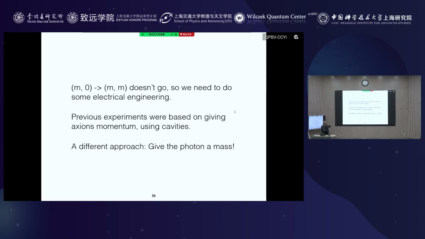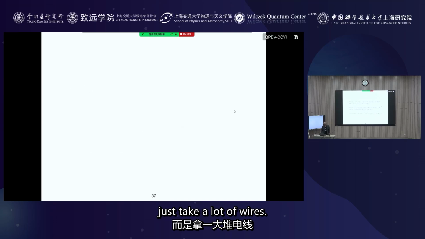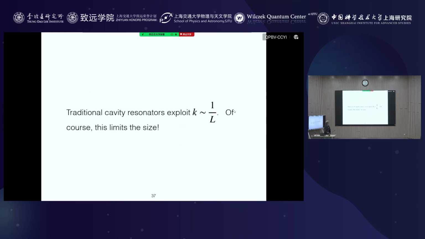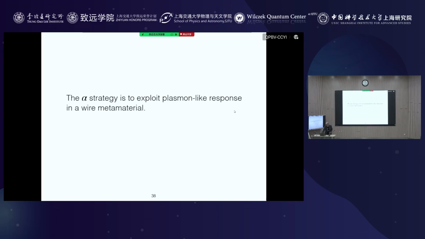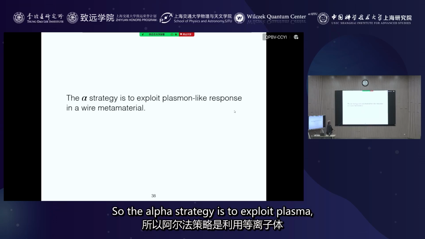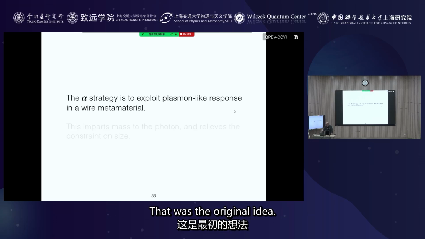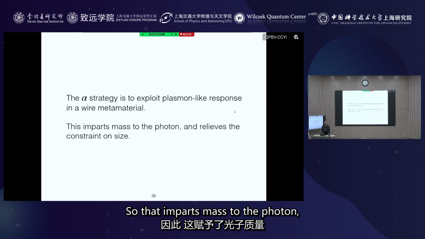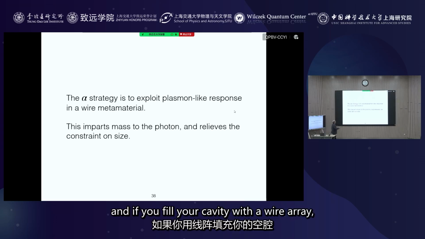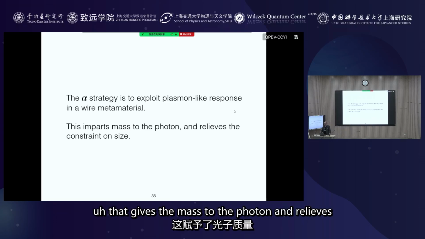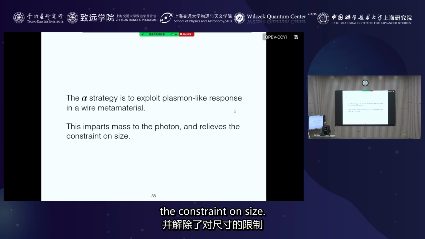Well, instead of taking a big block of metal, just take a lot of wires. So the Alpha strategy is to exploit plasmon-like resonances in a wire metamaterial. So that was the original idea. So that imparts mass to the photon, and if you fill your cavity with a wire array, that gives the mass to the photon and relieves the constraint on size.